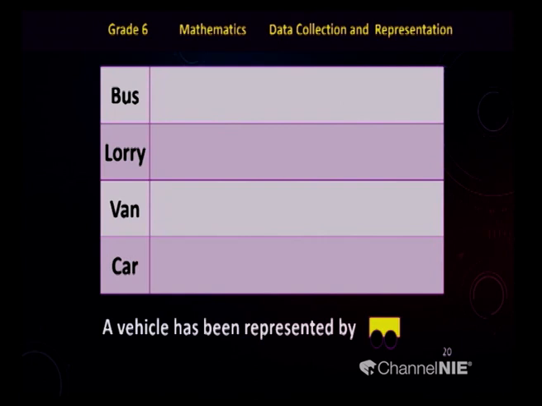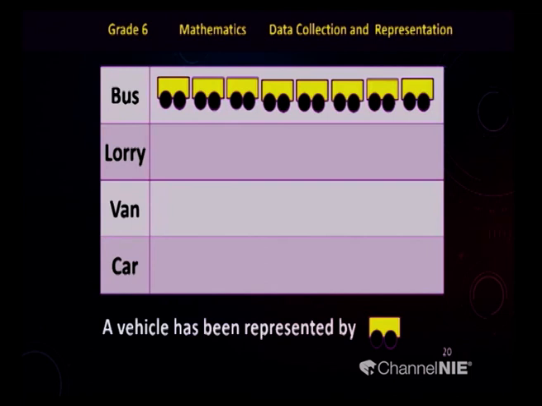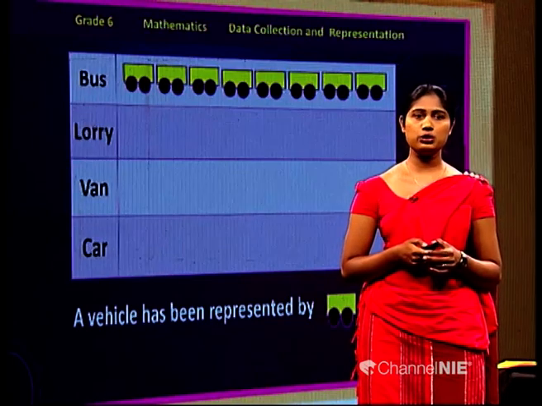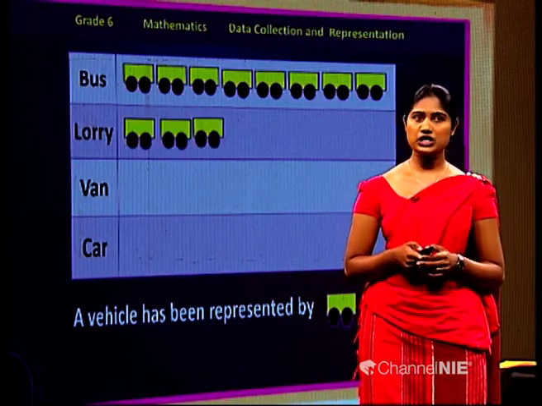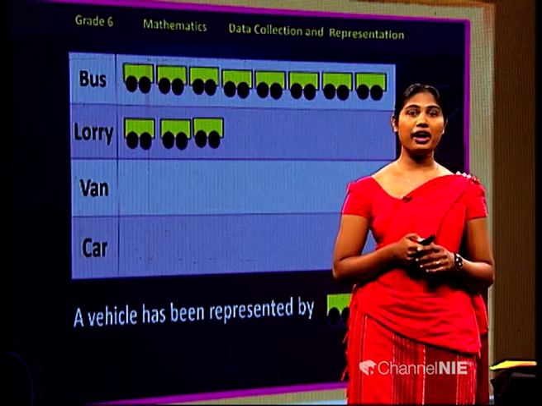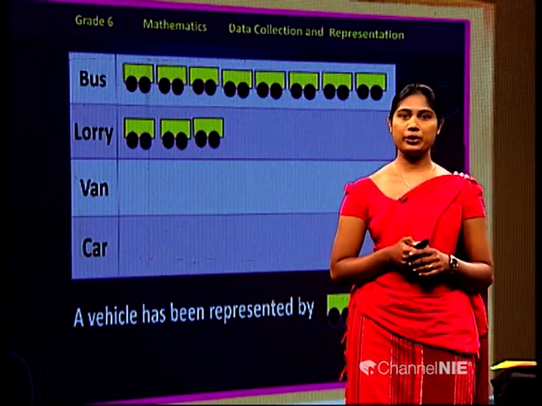A vehicle has been represented by this picture. Then how many buses? Only one vehicle has been represented by this picture. Then how many buses are there? Count it. 1, 2, 3, 4, 5, 6, 7, 8. There are 8 buses. So, we have to use 8 symbols to represent those buses. So, how many symbols do we have to use to represent lorries? There are 3 lorries in that table. Then you have to use 3 symbols to represent lorries.